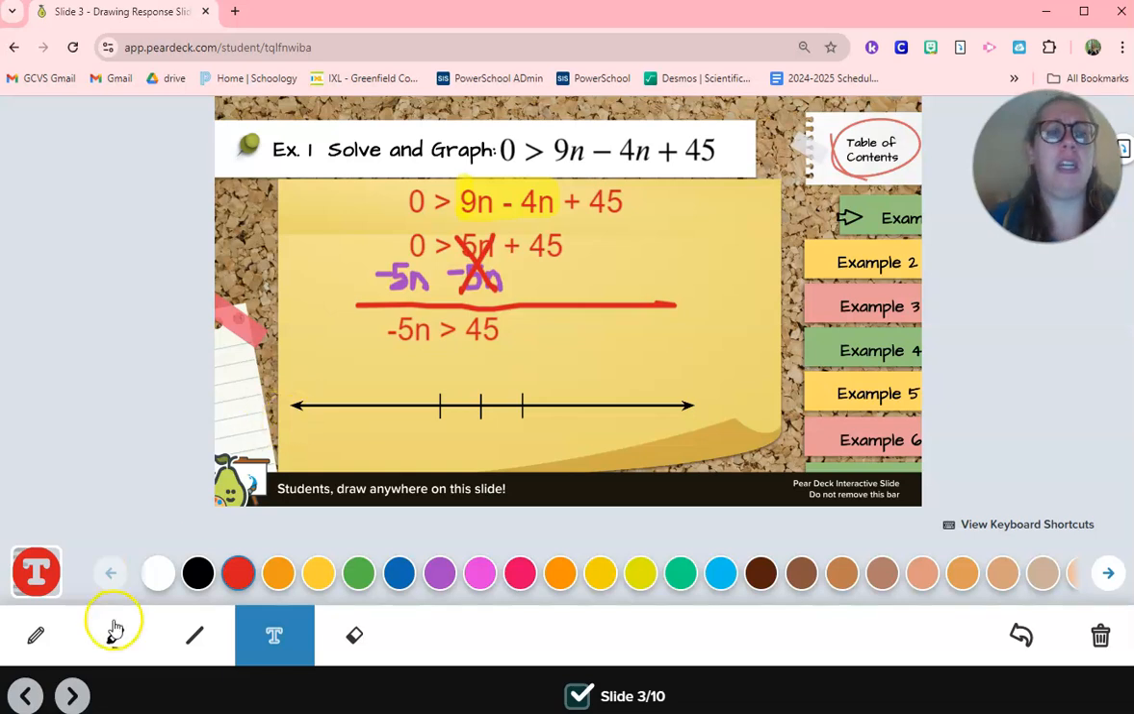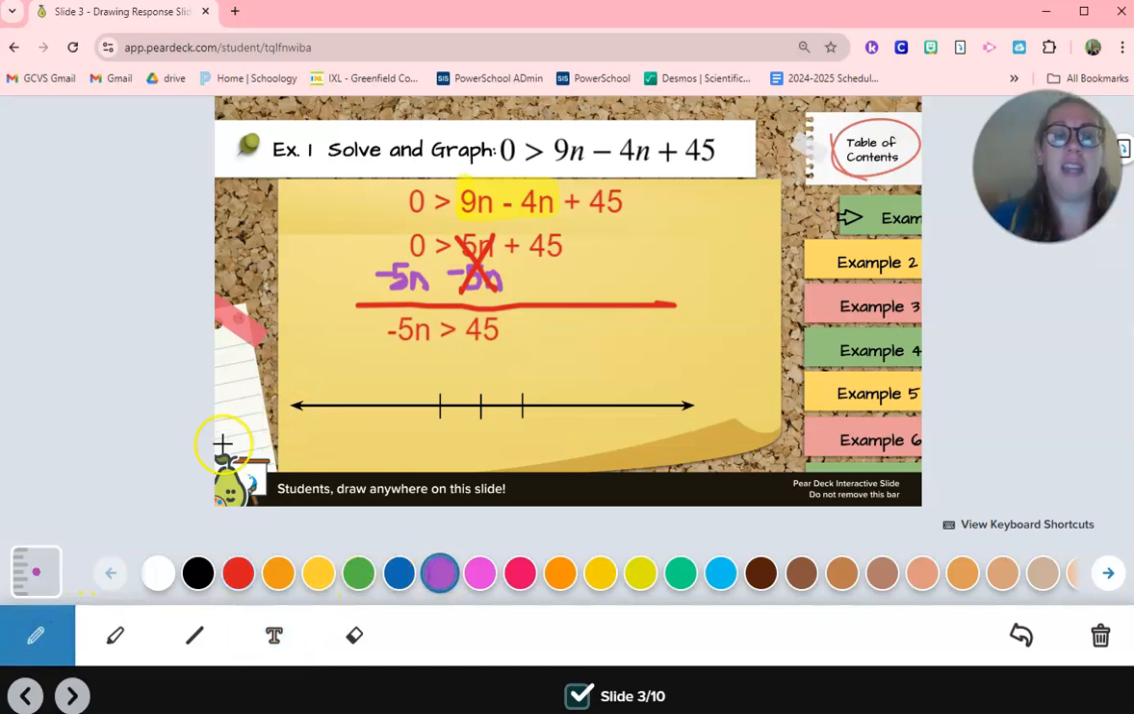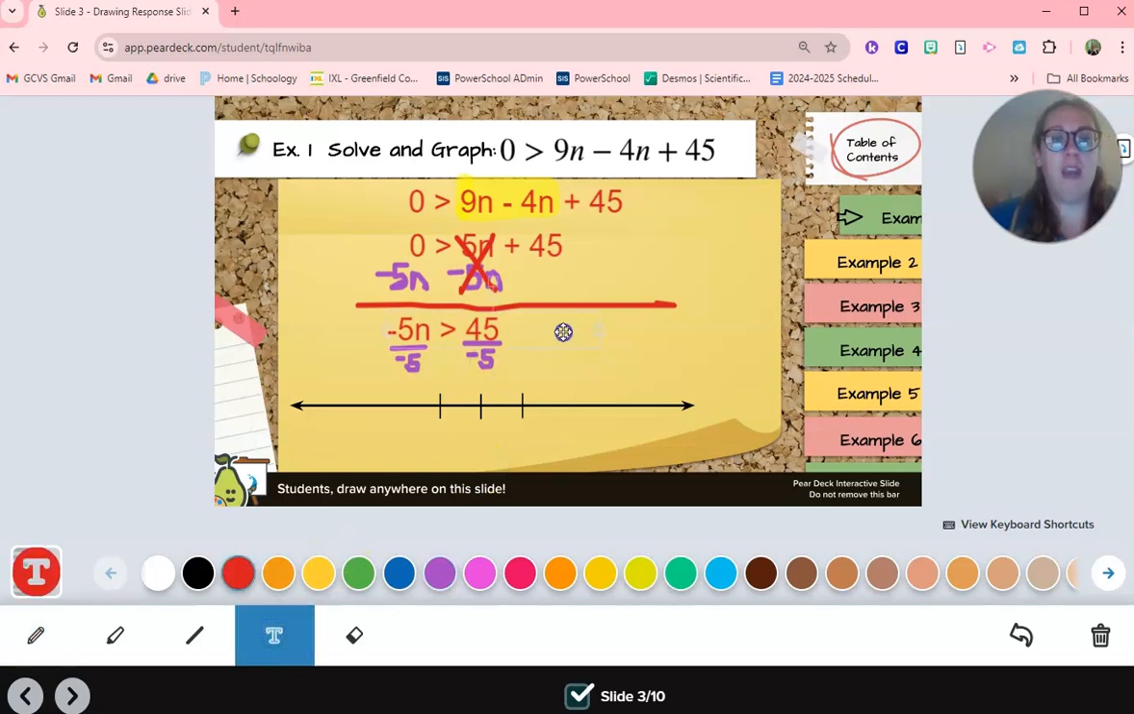We're so close to being done, but to know that we're done, we want n completely alone. So this is a negative 5 times n. We're going to do that opposite operation, which is division, and divide both sides by negative 5. Now remember, when you divide by a negative, we have to flip the sign. So this becomes n is less than negative 9. Negative 5 divided by negative 5 cancels to 1. 45 divided by negative 5 is a negative 9.